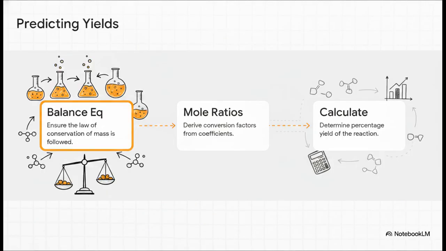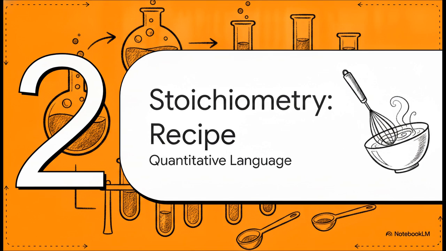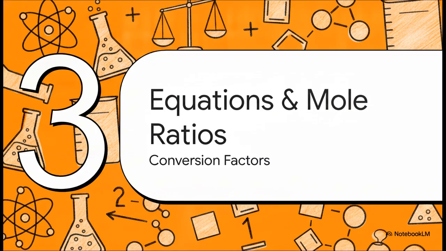Now, as we map this out step by step in our flowchart, notice that before you can predict any yields, your absolute first step is to balance the equation. Why? Because of the law of conservation of mass. You literally cannot create or destroy atoms, you're just rearranging them. If your starting foundation isn't perfectly balanced right here at step 1, every single calculation that follows is going to be completely off. Moving on to part 2, stoichiometry, the chemical recipe. And that takes us to part 3, equations and mole ratios.